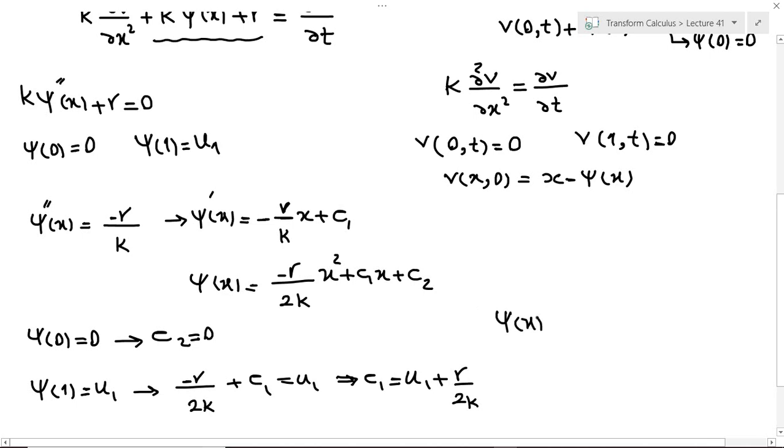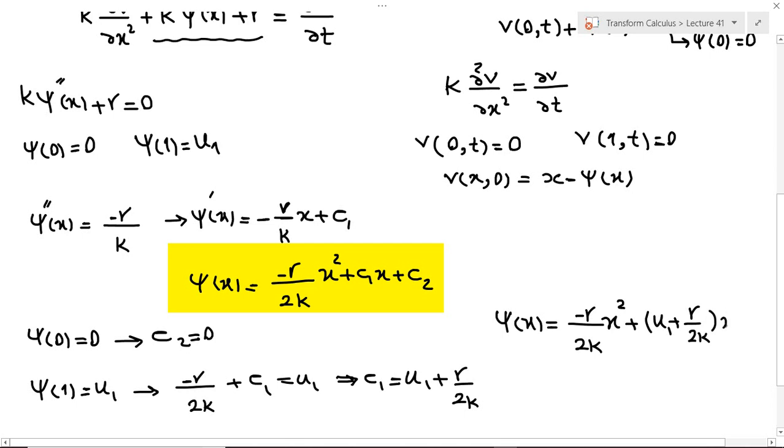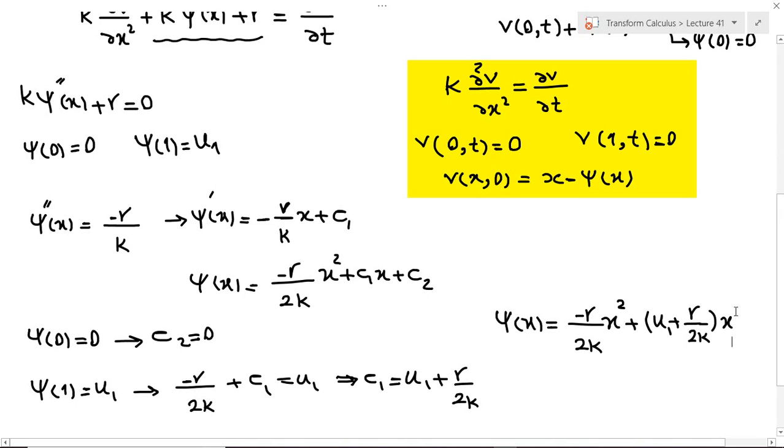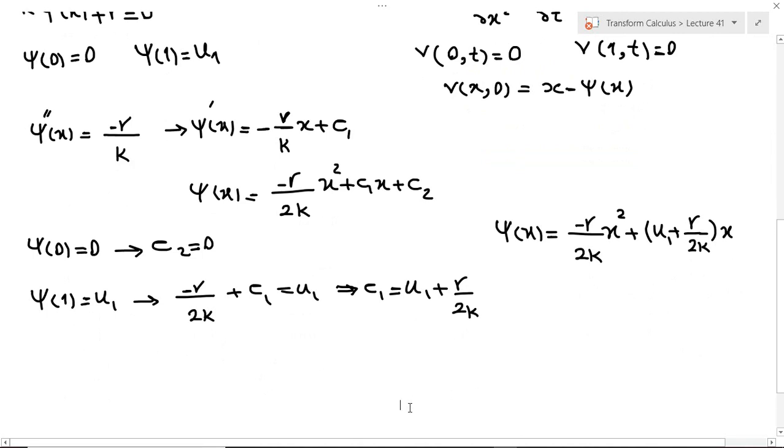It means psi x is equal to minus r divided by 2k x squared plus c1, so c1 is u1 plus r divided by 2k, times x. Now we have psi x. Now we have to find v of x and t. So for v of x and t, we have one boundary value problem. You can see it here. I just write it down here again.